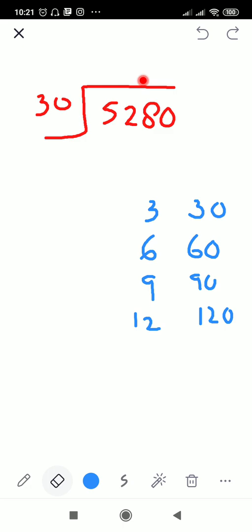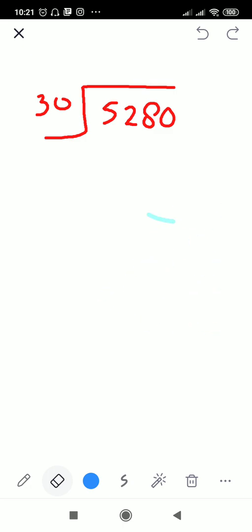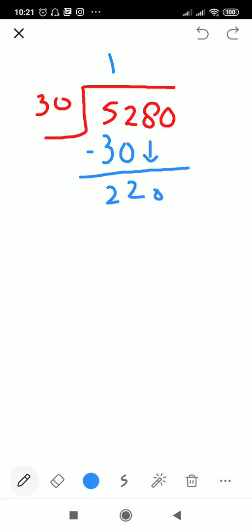All right, so first thing that we are going to do is 1 times 30, because 2 times 30 is 60, which is bigger than 52. So we have to do 1 times 30 and subtract it. 2 minus 0 is 2, 5 minus 3 is also 2, and now we are going to bring down this 8 here.